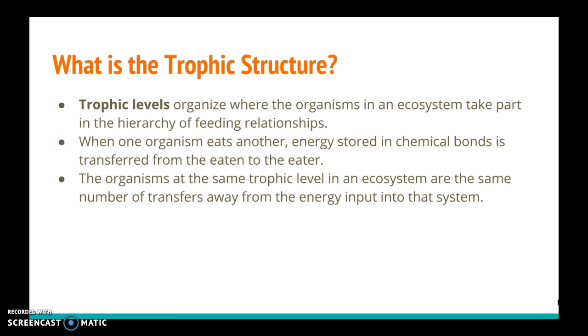All the participants in the ecosystem are in a specific trophic level. A trophic level is what organizes an ecosystem and shows the feeding relationships between the organisms. The trophic level also shows the energy transfer in these relationships.